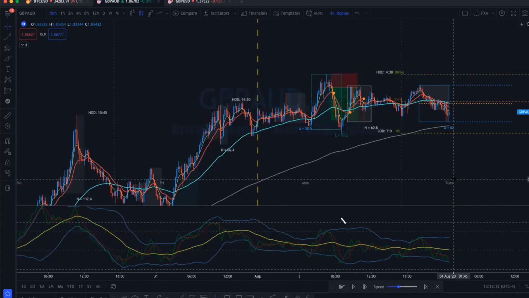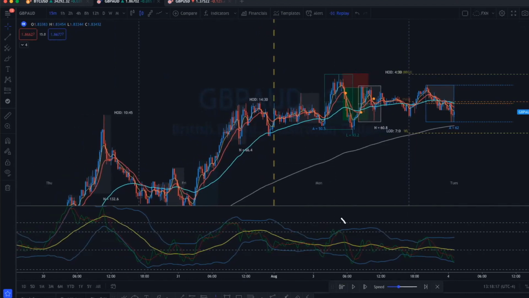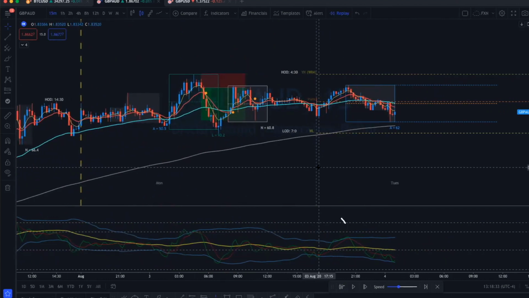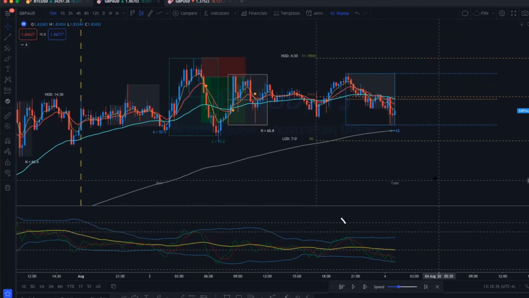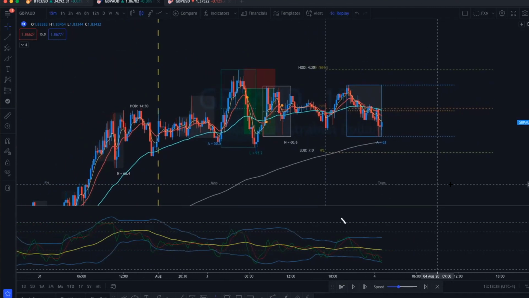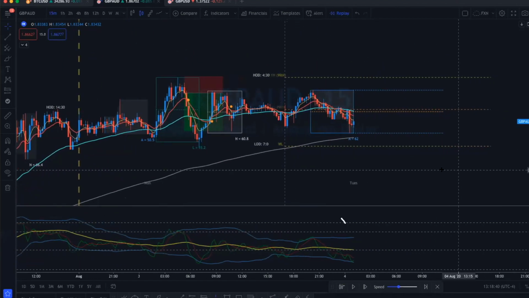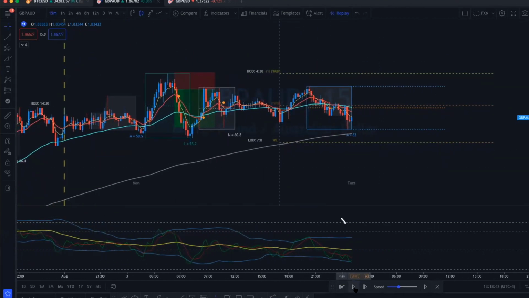All right, so far on Sunday, Monday, we pretty much did nothing but what? We just went sideways, right? That's all we did. Nothing crazy or anything like that. We just went sideways. So on Tuesday, let's see what price action gives us in general here.